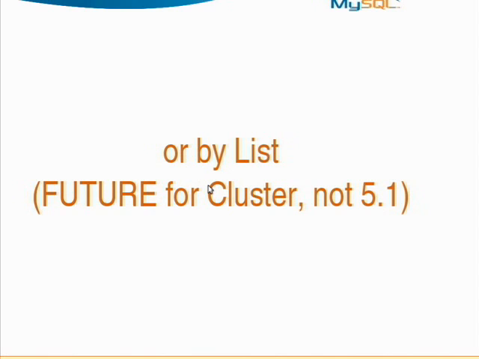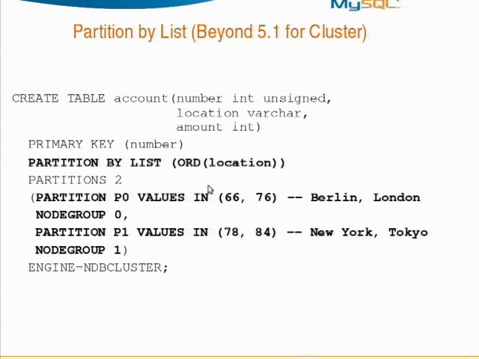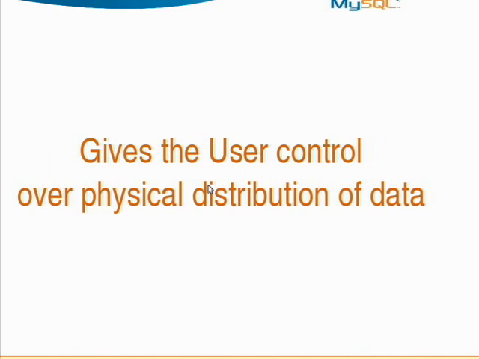Or by list, which again is possibly in the future for cluster. So you can give a list of values. For example, here you have country numbers, or city numbers, and you can say anything with those goes to node group 0, node group 1, that kind of thing. So user-defined partitioning gives the user control over the physical distribution of data. So you no longer accept our hash function, which works really well with 2 to the n nodes due to the linear hash stuff we're doing. But if you're doing something non-power-of-two like 6 nodes, 2 replicas, it can get a little bit non-evenly spread. So you can do better for that if that's the situation you have.